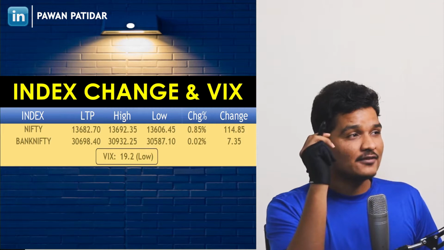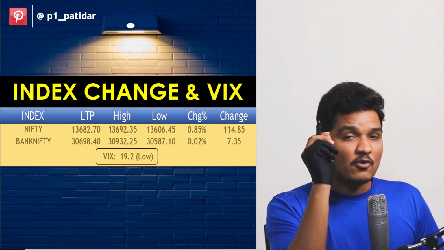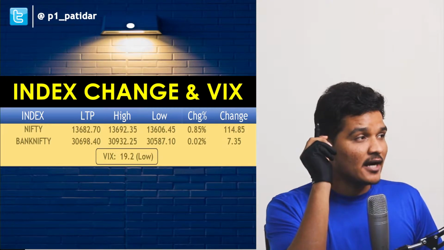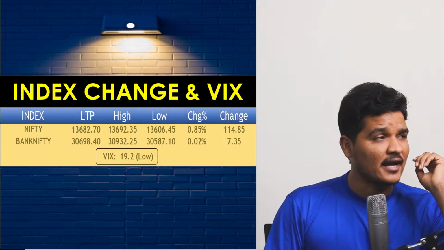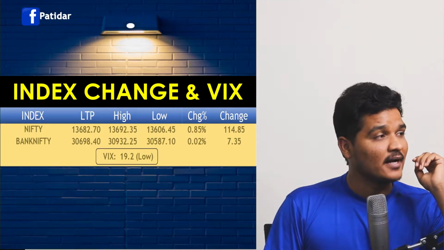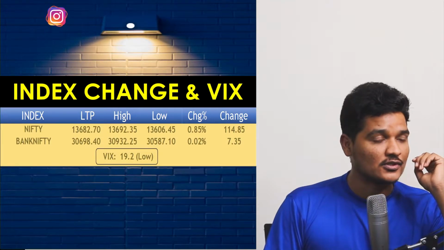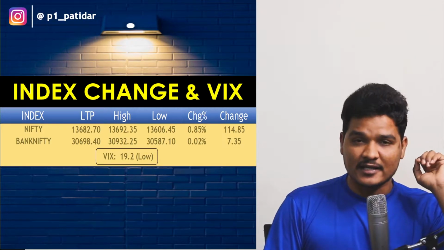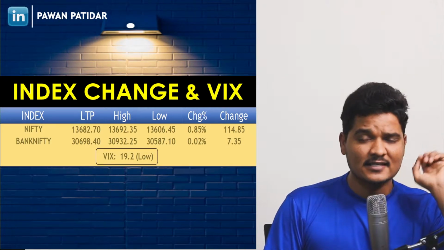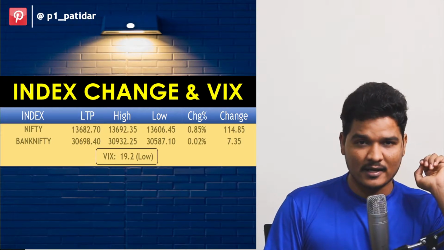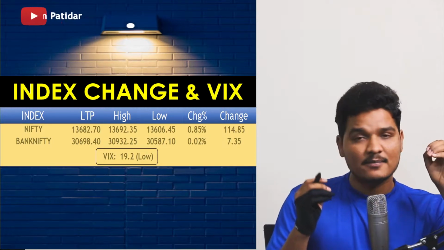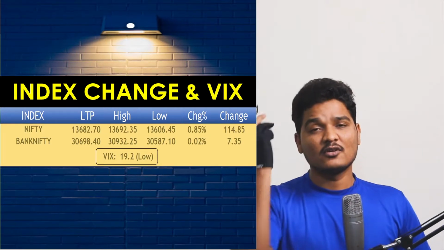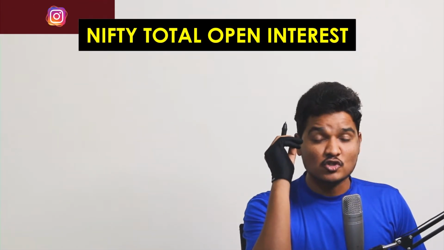Well, if you see the Bank Nifty, it changed 7.35 points positively. It made a high of 30,932.25 and a low of 30,587.10. Well, it has ended up at 30,698.40. If you see the VIX, VIX is 19.2, which is low. If VIX is less than 25, it means there is less fear in the market. Hence, there is not much volatility and you can easily sell the options and make money without any major losses. Now let's move to the next and see our Nifty open interest distribution, meaning total open interest distribution.